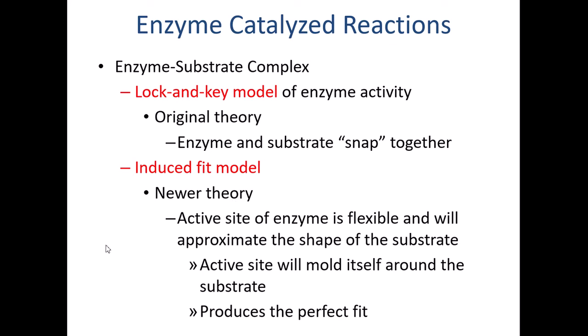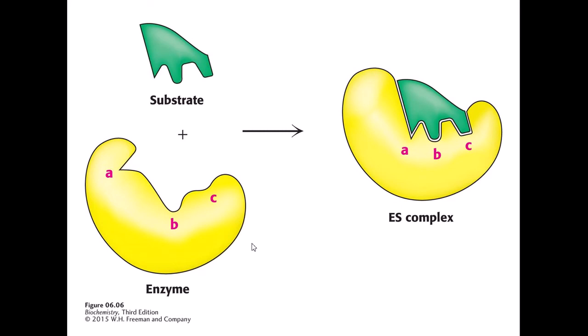The newer theory is now known as the induced fit model, where we see that the substrate and the active site are not exact. They're not an exact fit. What will happen is this. I'll come back to the note. Let's go to the second picture. This is also from our book. Notice that the active site kind of resembles the substrate area here, but it's not a perfect fit. What happens is once the substrate comes up to the active site, the enzyme will actually conform to the substrate to make the perfect fit.